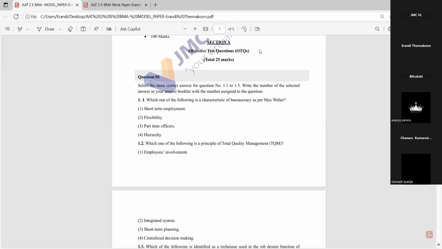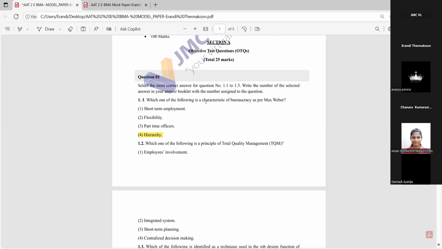So the answer would be 4, right? Most of you have answered. The answer would be hierarchy. So what are the other characteristics of bureaucracy as per Max Weber? There are clearly defined rules and regulations, right? That means they have to operate based on a fixed set of written rules and procedures. They are strict, and there's a hierarchical structure, that there are levels of control.